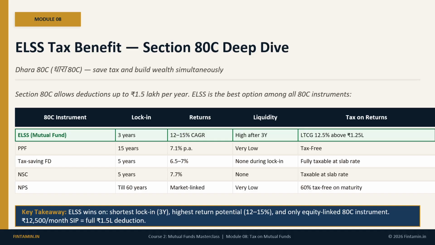ELSS, 12 to 15% historical CAGR, 3 years lock-in only, LTCG at 12.5% above 1.25 lakh. The best combination of return potential and lock-in period among all 80C options. My recommendation: max out your 80C limit with ELSS first. Use PPF only if you want a truly risk-free government-backed component. Avoid tax-saving FD unless you are in the 0% tax bracket.